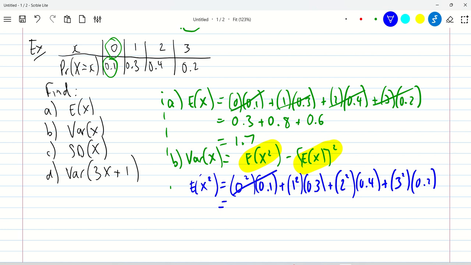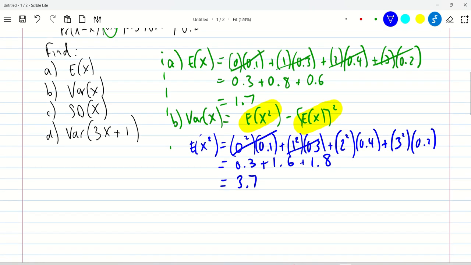0, that goes away again. That one there, that's still going to be 0.3, doesn't change. That one there is 4 times 0.4, which will be 1.6. And 9 times 0.2, so that'll be 1.8. 9 times 0.2, yep, that's right. All good. And so expected value of x squared is 0.3 plus 1.6 is 1.9, plus 1.8 is 3.7. So expected value of x squared is 3.7.